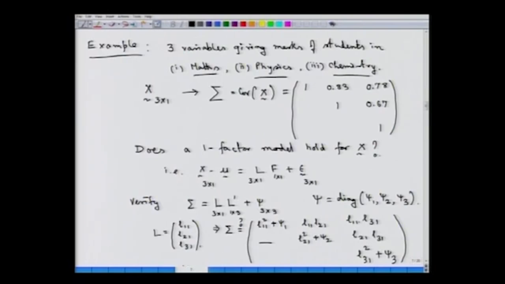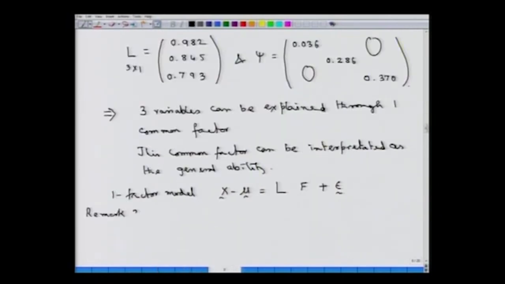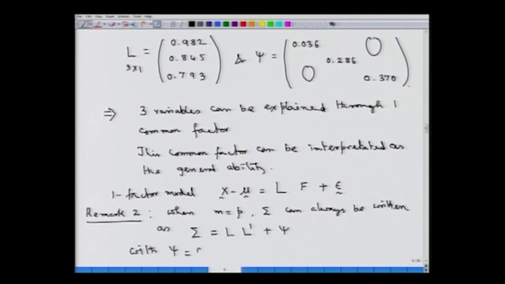We had given some numbers to the remarks, so let me just write this as remark number 1. Then remark number 2 is that when we take m to be equal to the number of original variables p, sigma can always be written as sigma equal to LL dash plus psi, with psi equal to a null matrix, because sigma is a positive semi-definite matrix at least. We can assume that it is positive definite, so that there are no redundancies. So, this sigma matrix equal to LL dash will always be possible with this psi matrix equal to a null matrix.